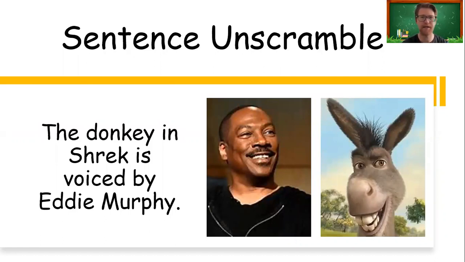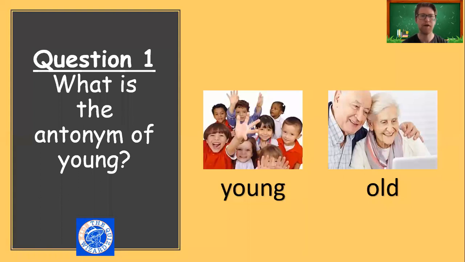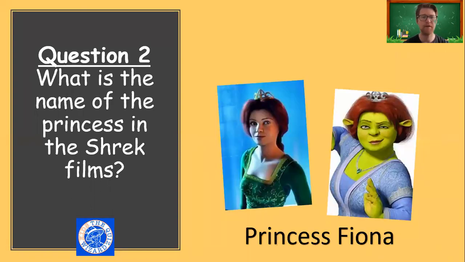Let's see our answers from today. Number 1, antonyms. Remember, they mean opposite. Synonyms mean the same as, antonyms mean opposite. So the opposite of young is old. The name of the princess in Shrek is Princess Fiona.